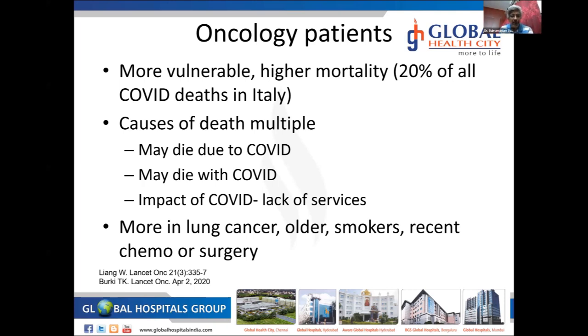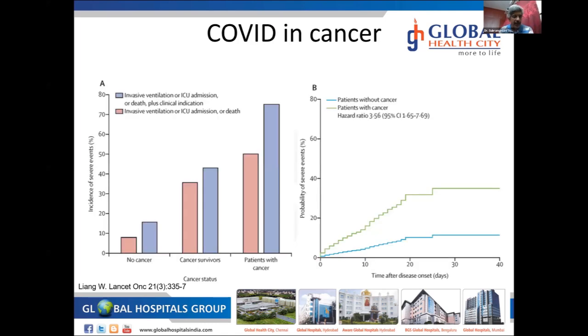So what they showed was, as compared to people who had no cancer, even cancer survivors had a higher risk of being in the intensive care unit and more likely to die. And those who had active cancer were even worse off. So obviously, even cancer survivors do poorly, but patients with active cancer do really badly. So it's important to make sure that this group of patients is well taken care of.